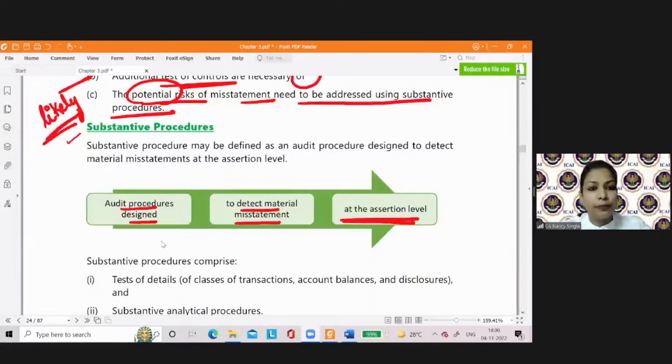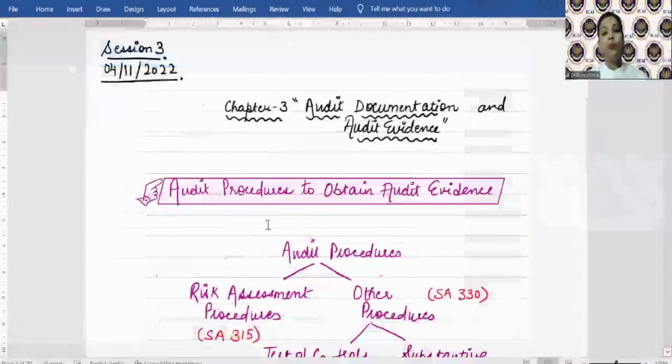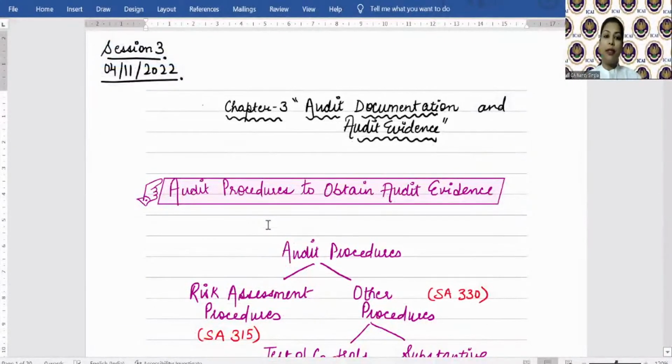So students, I'll quickly start with the topic that is scheduled for today because we need to cover a number of important topics today. So we were doing chapter number 3, audit documentation and audit evidence, and in the last session, that is the second session for this chapter, we have discussed about audit procedures.